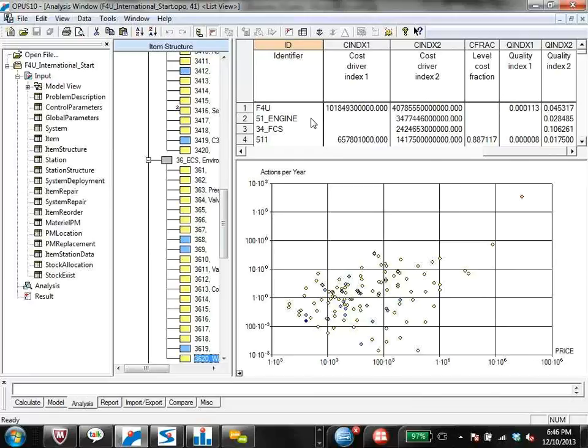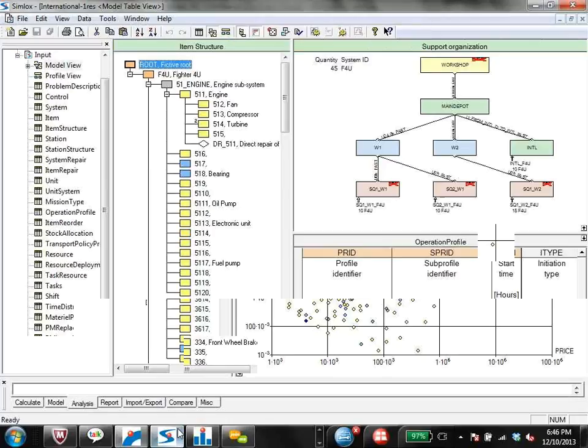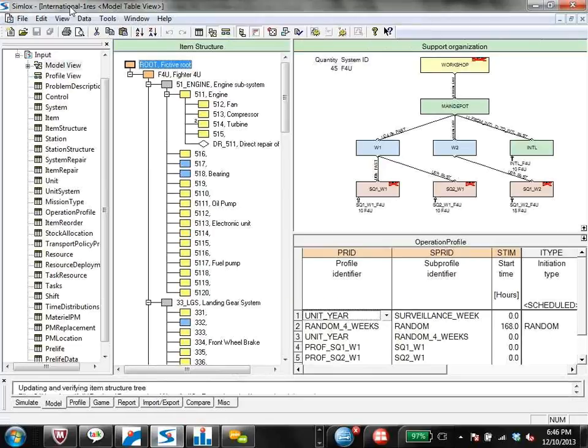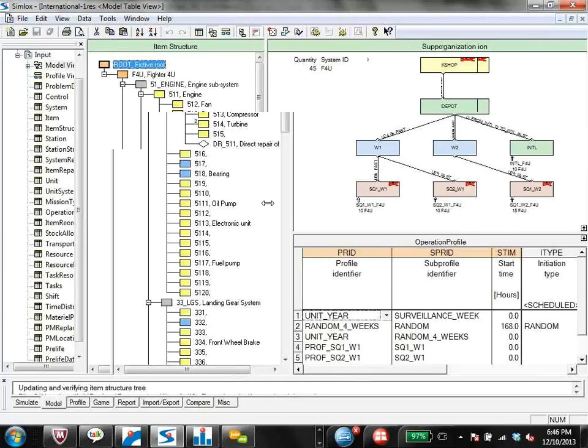So once we're confident that we have a model that's fairly robust, fairly defensible, and we've created this sort of optimal solution, the next step is understanding how this optimal solution will actually perform in a real-world scenario. This is where Simlox is really critical, the simulation capability, and really what brings us here today.